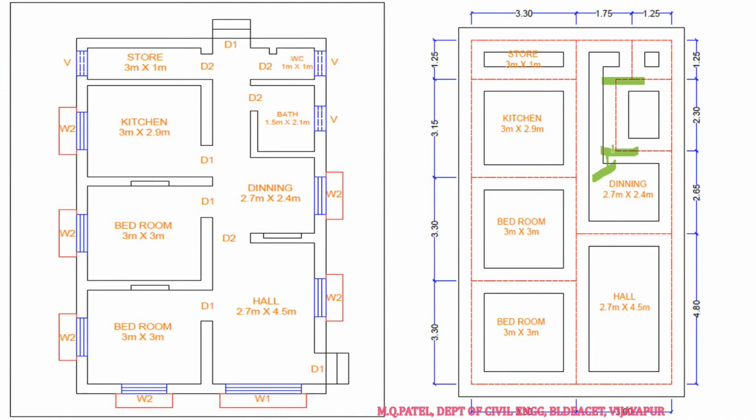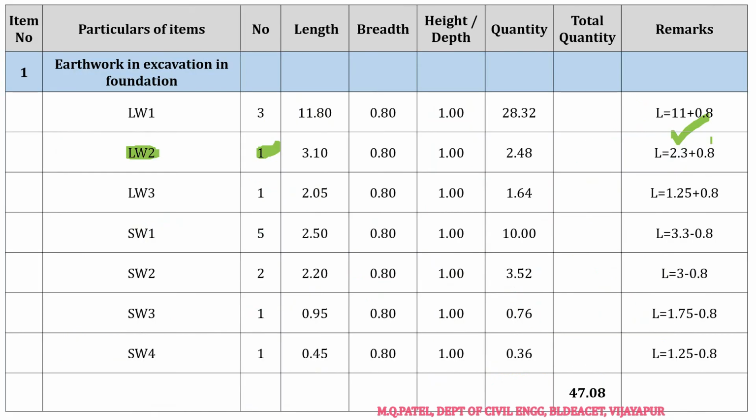Here I have to add 0.4, and here I have to add 0.4, right? So therefore 0.8 has to be added. 2.3 plus 0.8 is 3.1 meters.